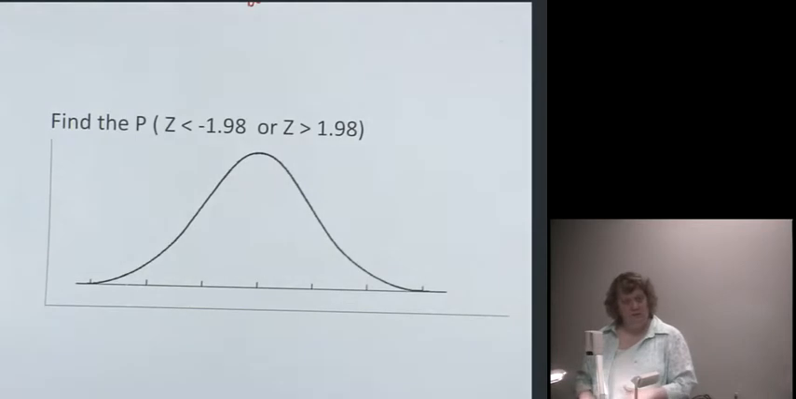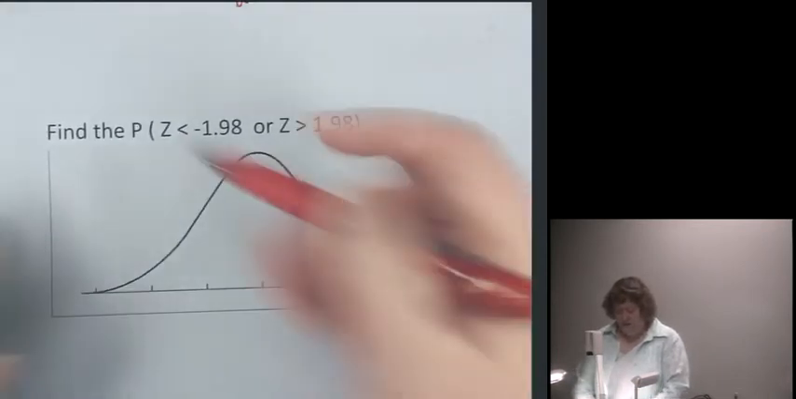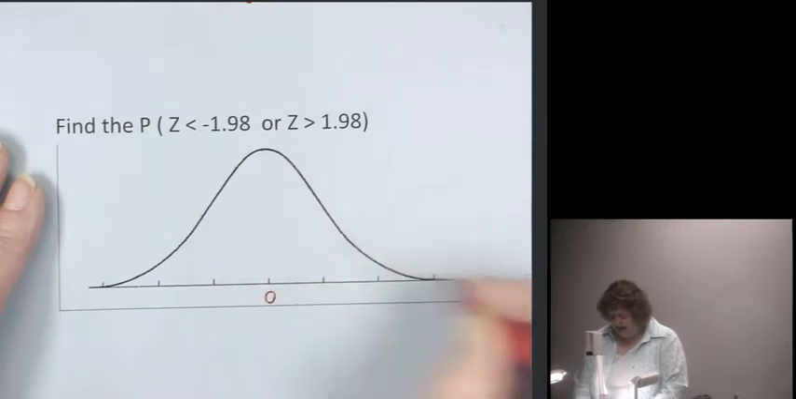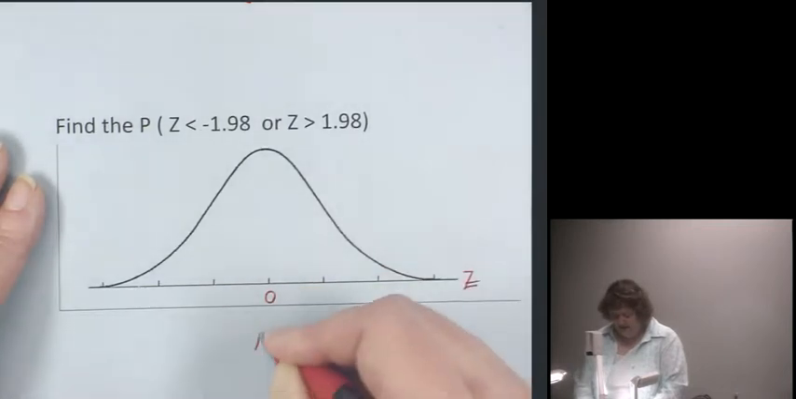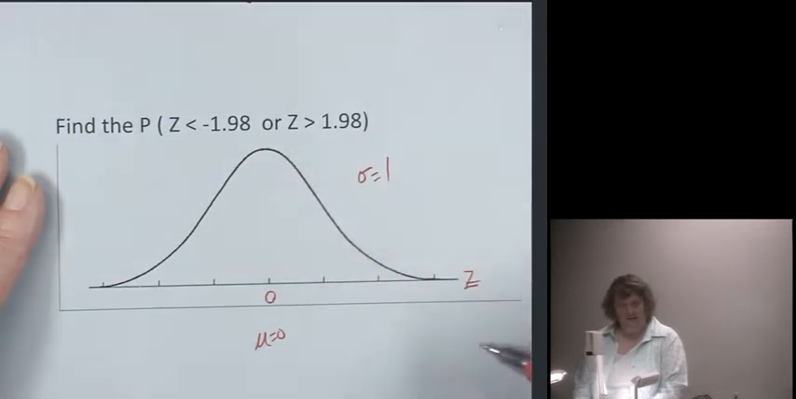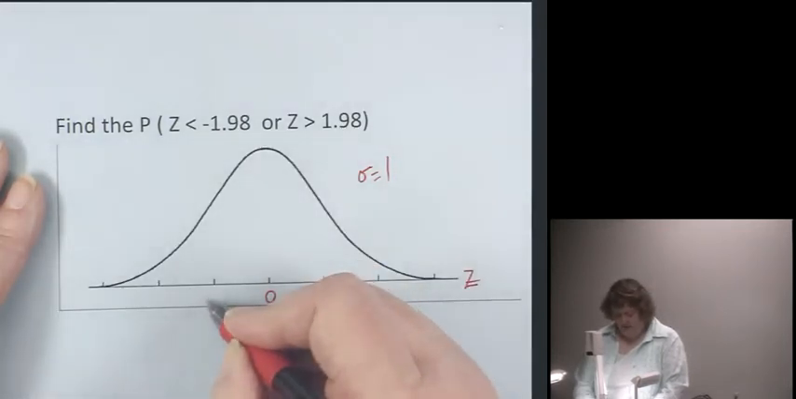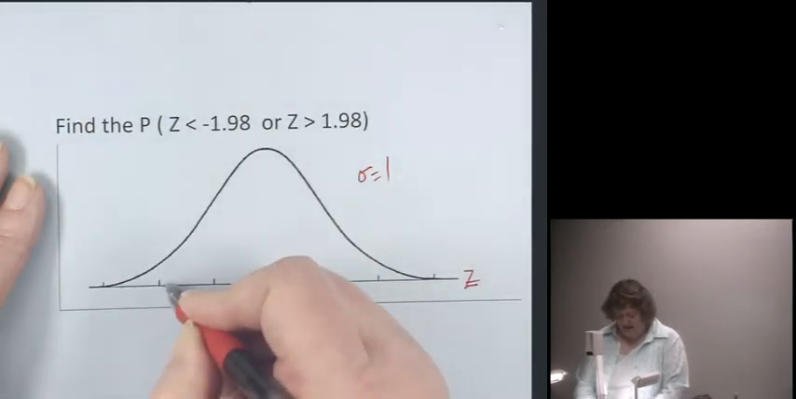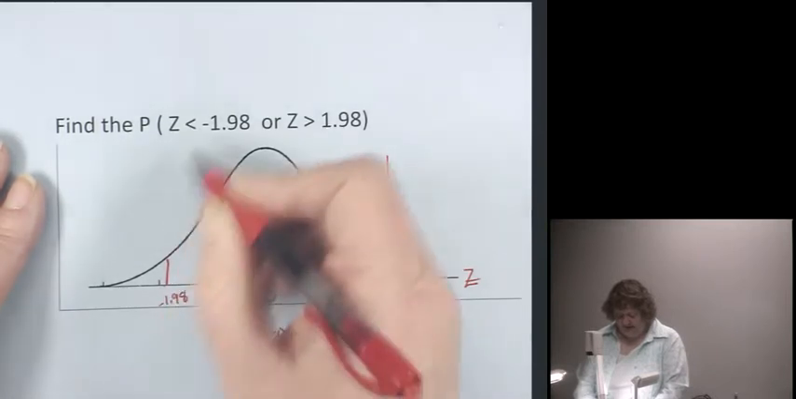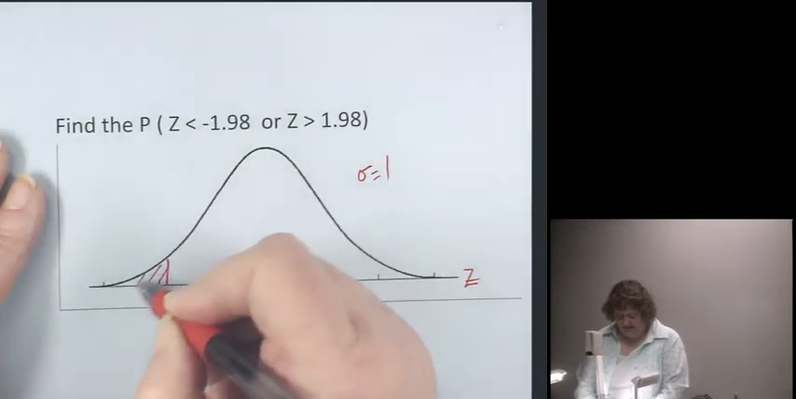Again, let's try one more example. We want the probability that z is less than negative 1.98. And again, these are our z-scores with the mean of 0 and a standard deviation of 1. And negative 1.98 is going to be right down here, very close to the 2. And it's going to be less than that.